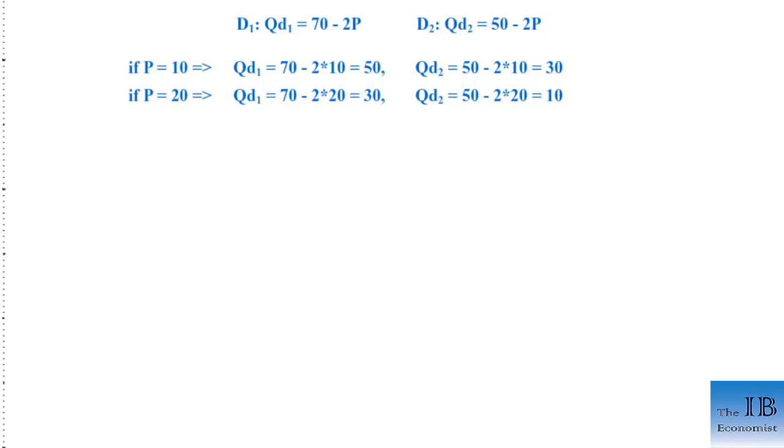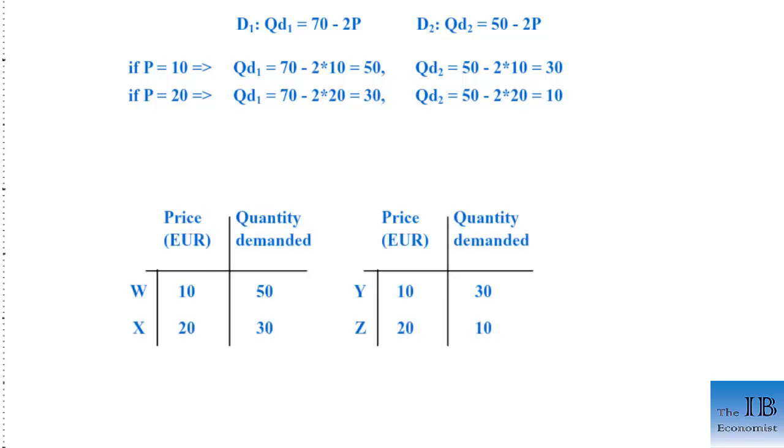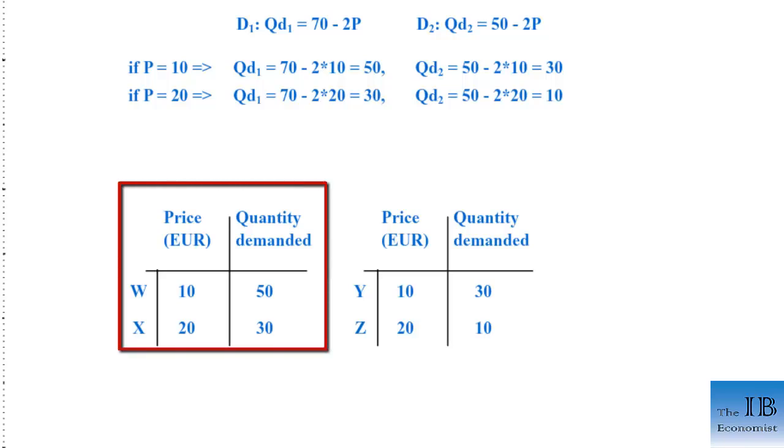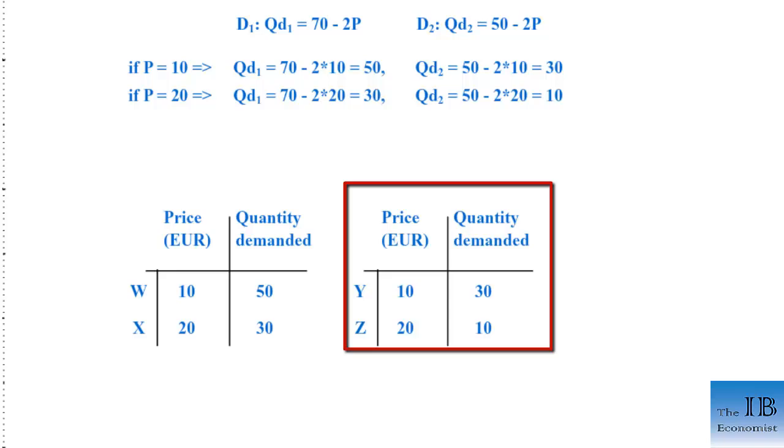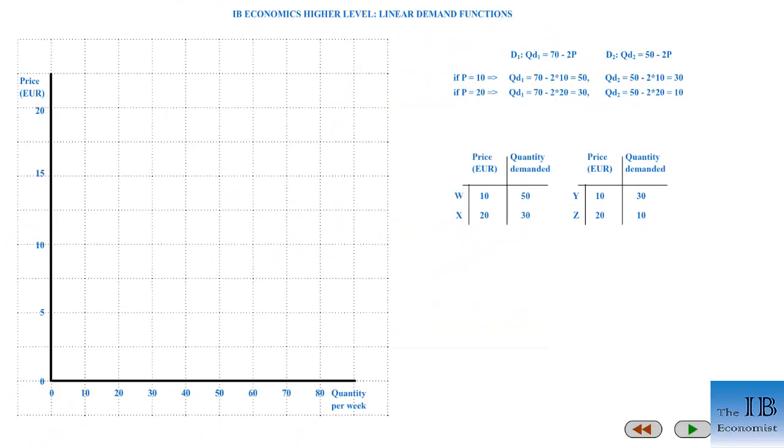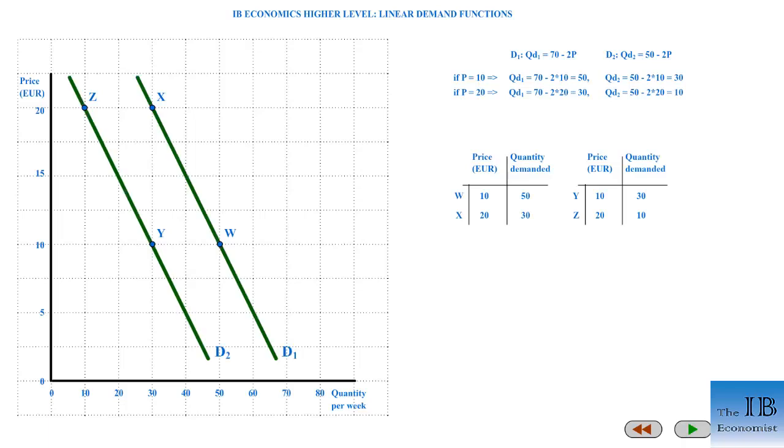We can summarize this information in a table. The first table gives us points W and X, which are part of the first demand curve, and the second table gives us points Y and Z, which belong to the second demand curve. Now we can plot these points on the graph. And remember, point X and point W are part of D1, and point Z and point Y belong to D2. So all we have to do in order to obtain the two demand curves is just draw them as they pass through their corresponding points. These are our two demand curves, D1 and D2.